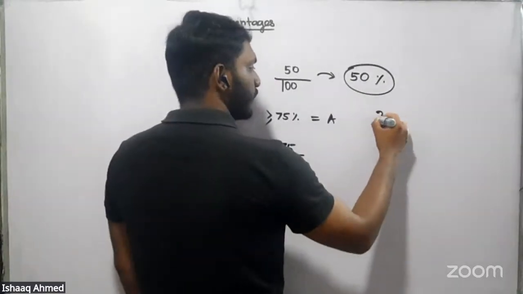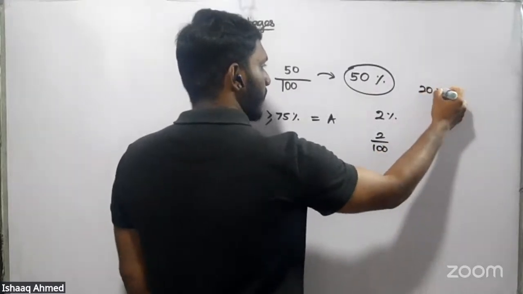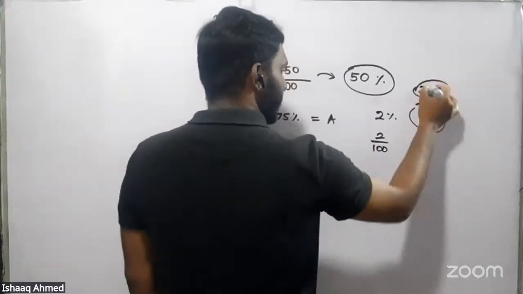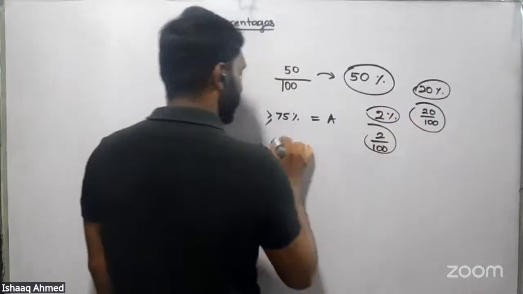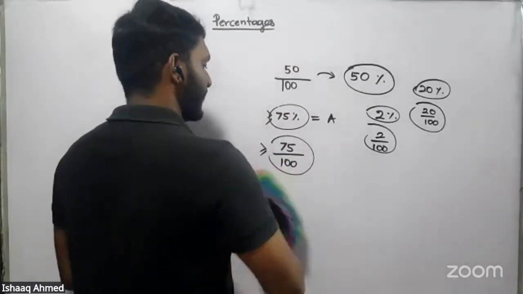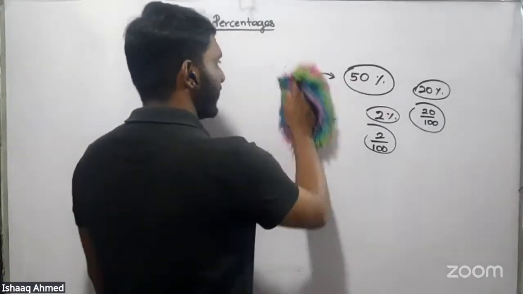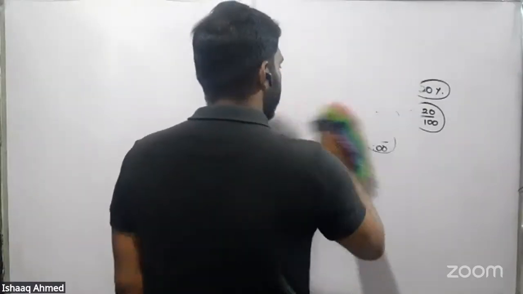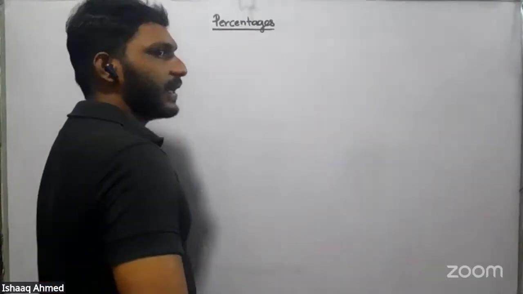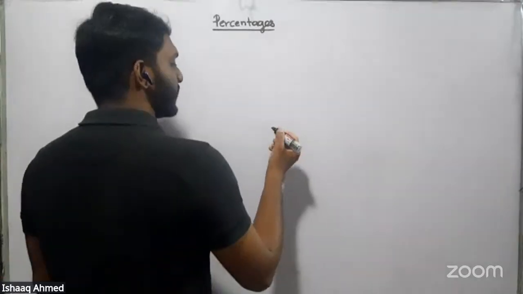So in that case, what is 2%? 2% means 2 over 100. What is 20%? 20% means 20 over 100. So this is percentage in a nutshell, basically. This is number one. This is what percentage is. Expressing anything as a fraction of 100 is what we call percentage. But that's not the main important thing. The thing is, we can express anything as a percentage of anything else.